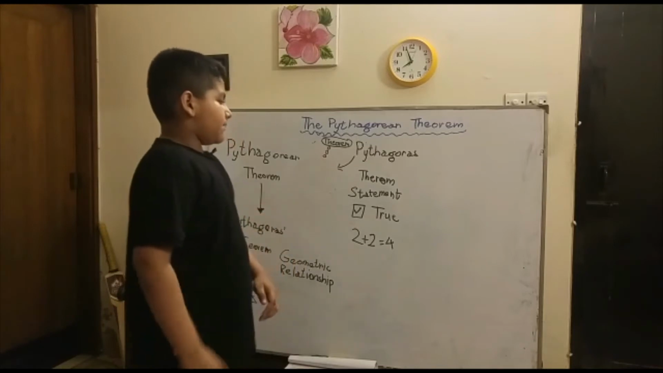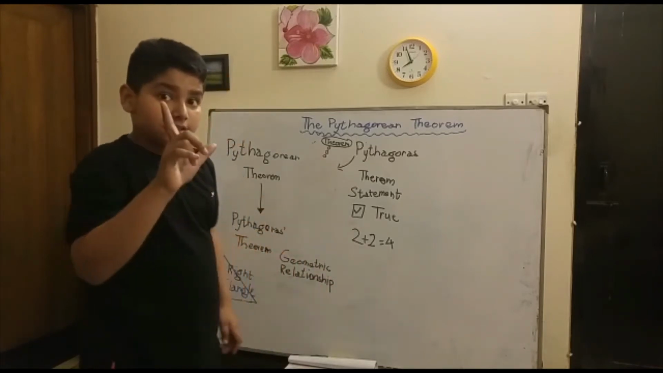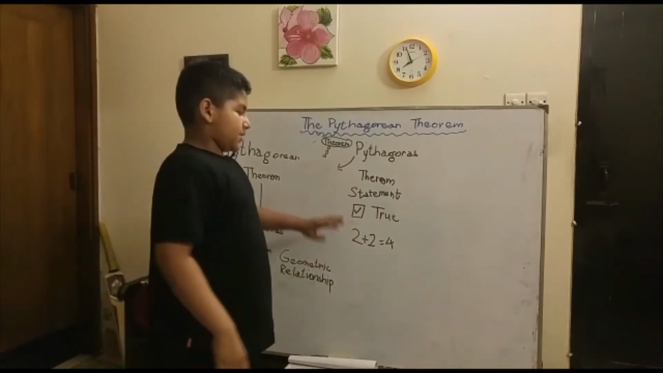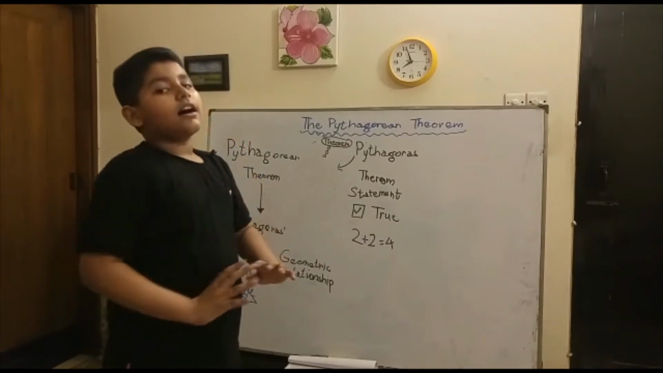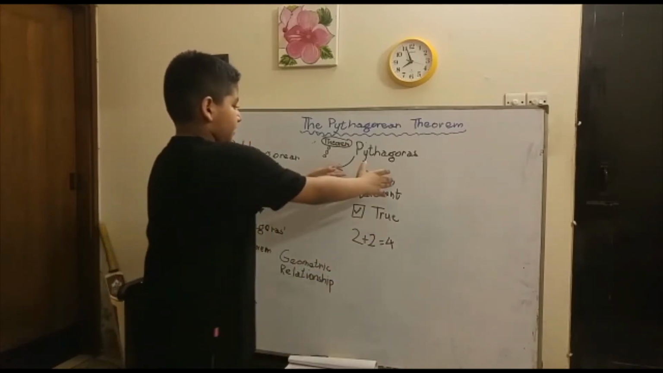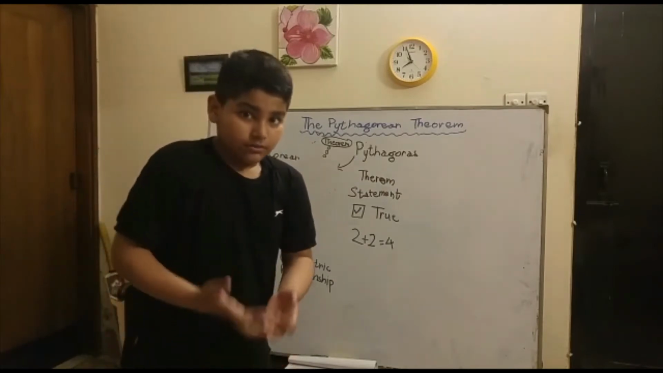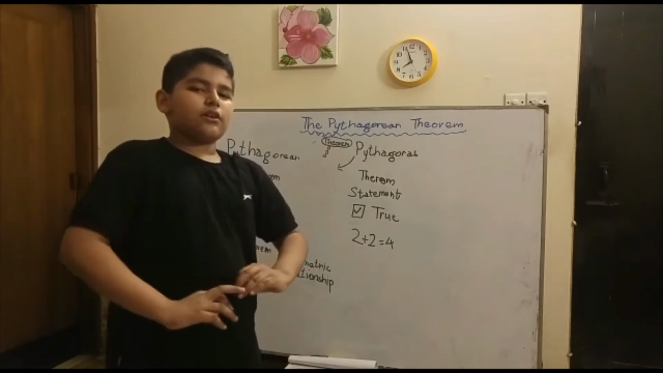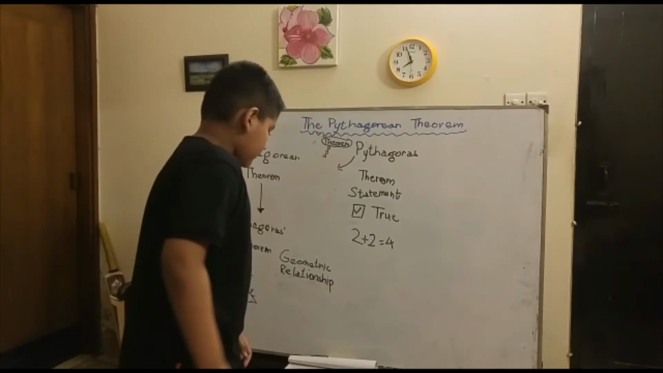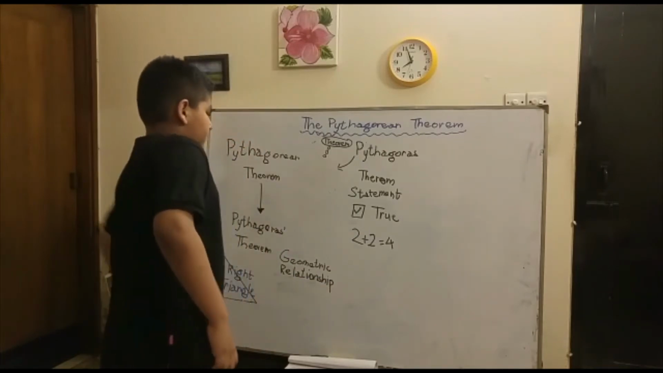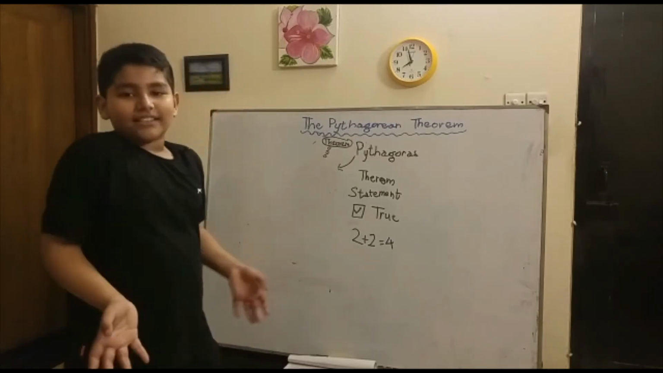Let's see what a theorem is. A theorem is a statement, meaning it's true, like 2 plus 2 equals 4. Okay, 2 plus 2 equals 4 isn't exactly a theorem, but it's something like a hypothesis that is proven to be a truth. It's also called a theory, but mostly we call it a theorem. So now we've got all that covered.